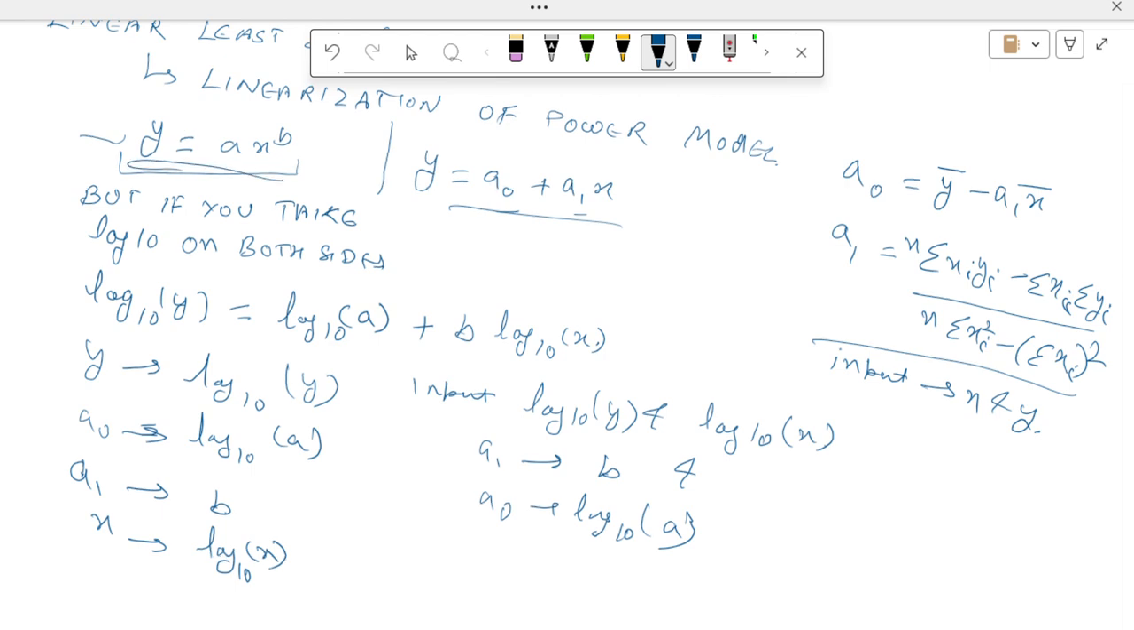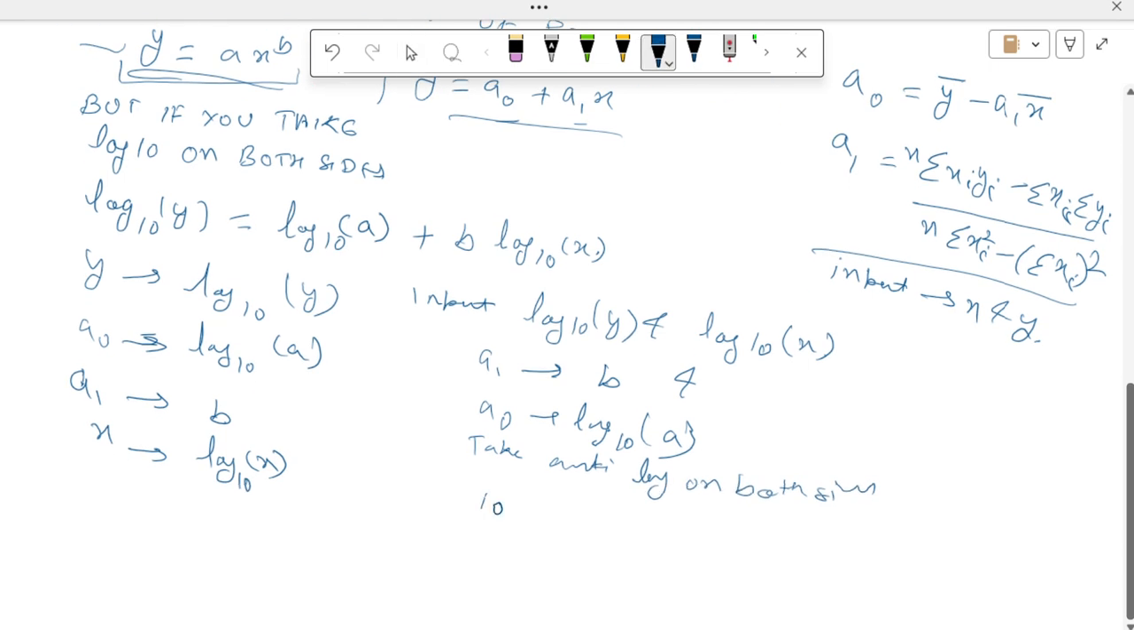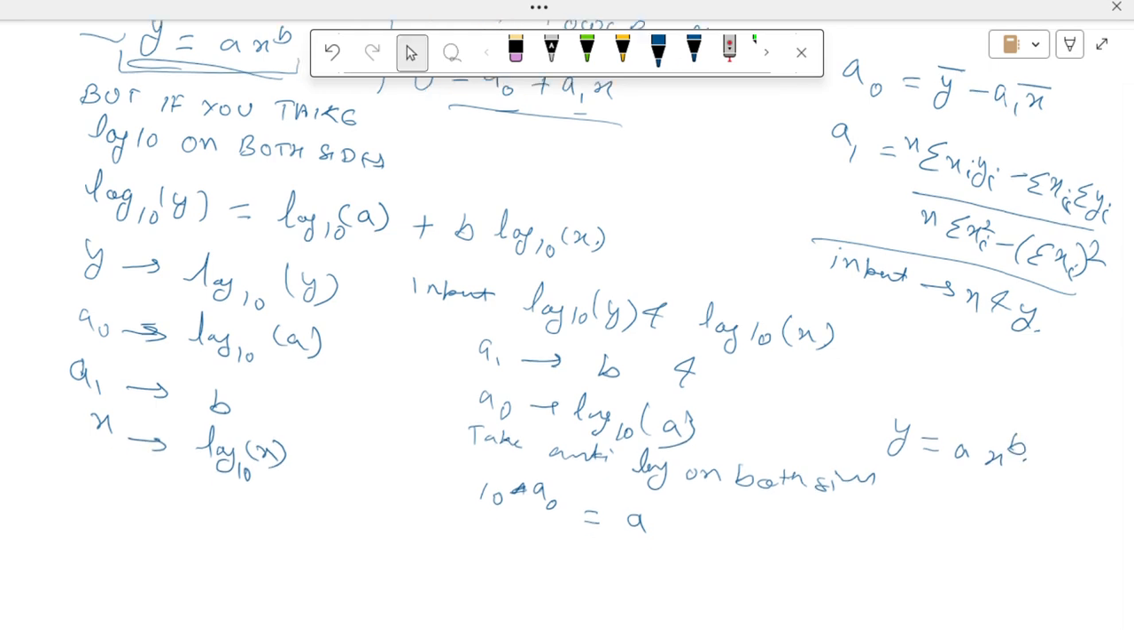So when you make this comparison, when you have to rewrite this in the form y is equal to a x to the power b, what you're going to have to do is take the anti-log on both sides, and say 10 to the power a naught is equal to a, and then you feed everything into y is equal to a x to the power b, and you will be able to predict the values.